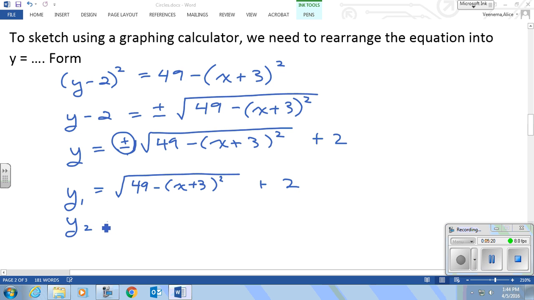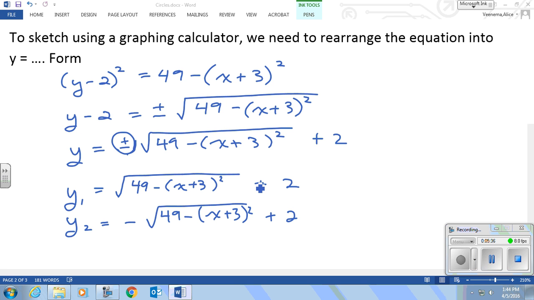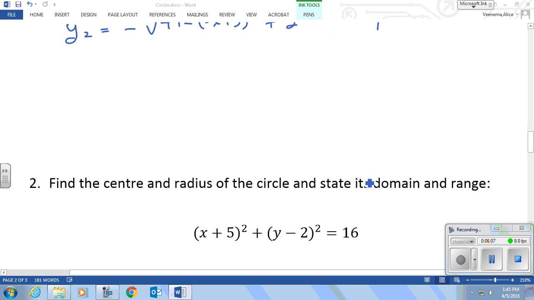And beside y2, we'd have to write negative the root of 49 minus (x plus 3) squared, plus 2. And watch your bracket placement. We can practice these in class, but it'd be a good idea to practice that on your own first too, so that you can see one of these will sketch the top half of the circle, and one of them will sketch the bottom half of the circle. And depending on the calculator, this middle area that's almost vertical, it will have a hard time sketching that part.